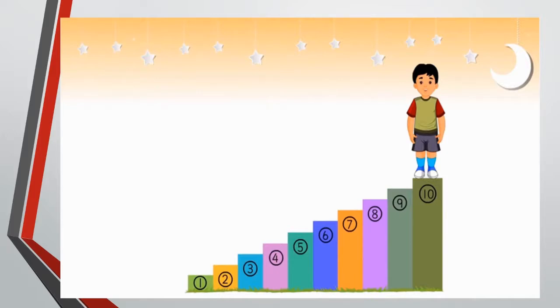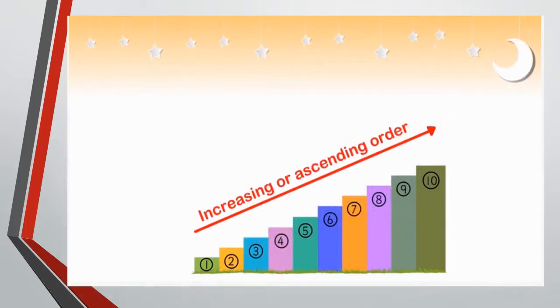step number 10. Did you observe that as he climbs up each step, he is ascending or moving to a greater number than the previous number. Thus, we can say that when the numbers are arranged from the smallest to the greatest, they are in the increasing or ascending order. Or we can say that it is like counting forward.